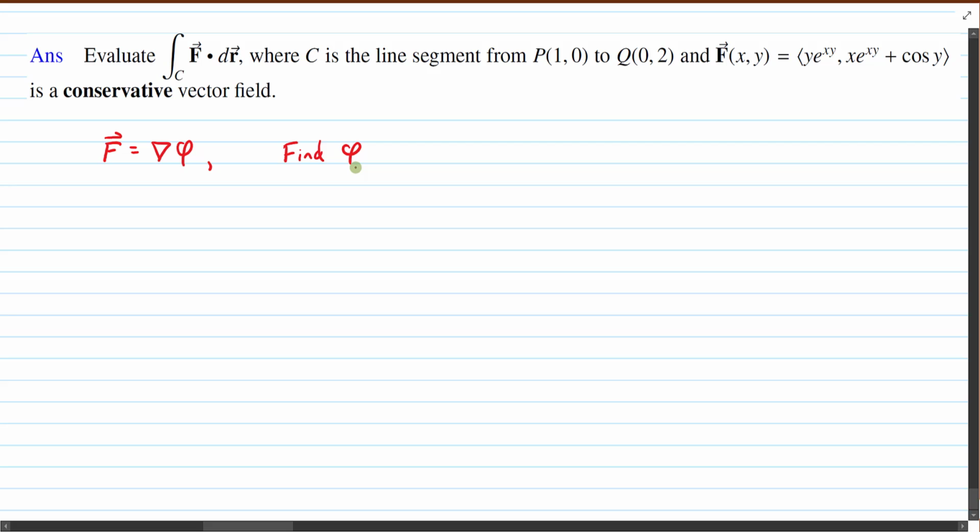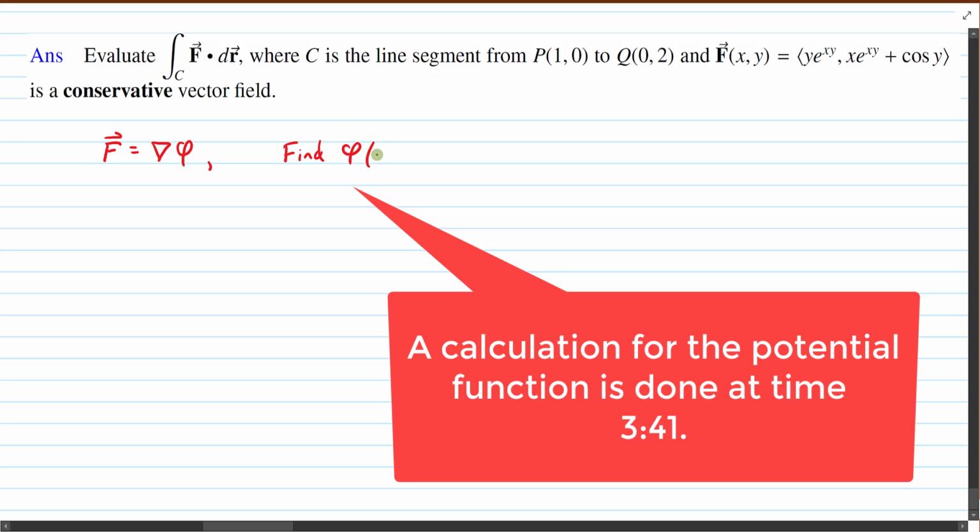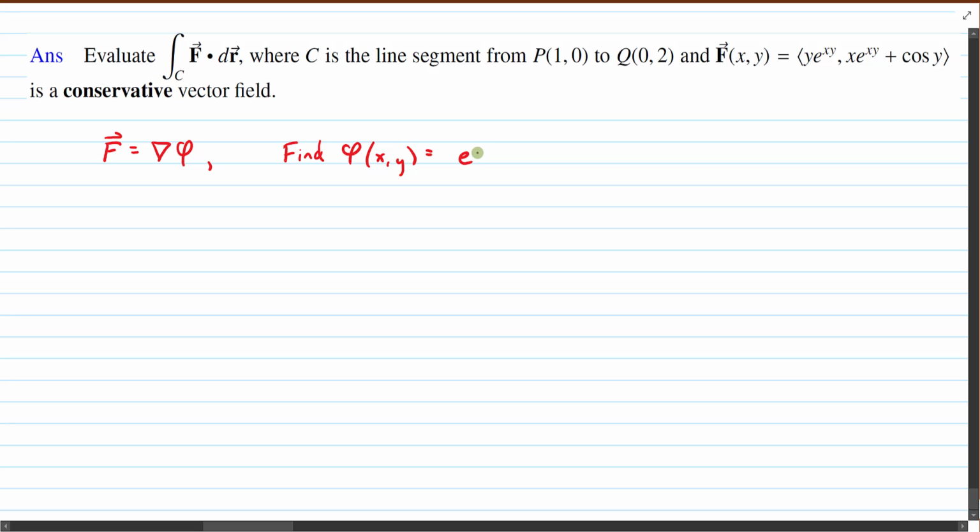In this problem, I can actually just identify phi by inspection. If you like, at the end of the video, you can observe as I calculate phi using the techniques used in class. But I'm just going to go ahead and figure out that phi of x, y is equal to e to the xy plus the sine of y. And I did that from inspection, but I'm going to check my work just in case.